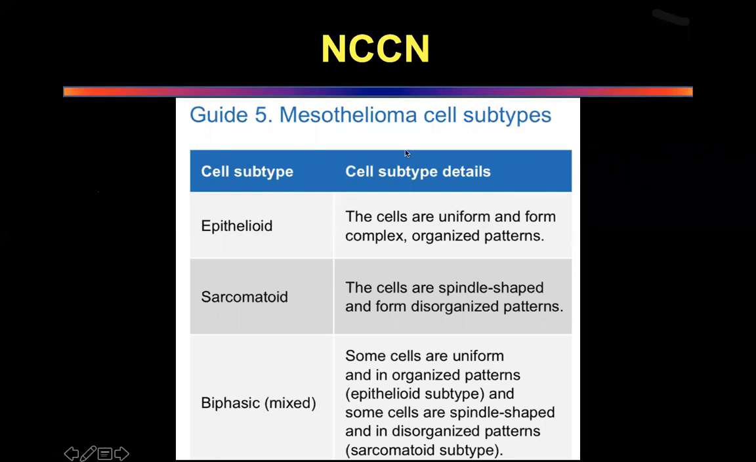So they have given this patient guide where they say epithelioid is like cells are uniform, but they form complex organized patterns. Sarcomatoid, the cells are spindle shaped, but they are disorganized. That is why sarcomatoid has a much worse prognosis than an epithelioid. And biphasic is a mixture of the two, sarcomatoid and epithelioid. And you will see these flashcards coming through my talk purely because I want you to understand the subject in layman's term so that you can then reproduce it in your clinical practice.